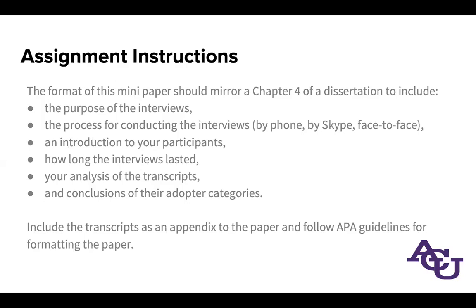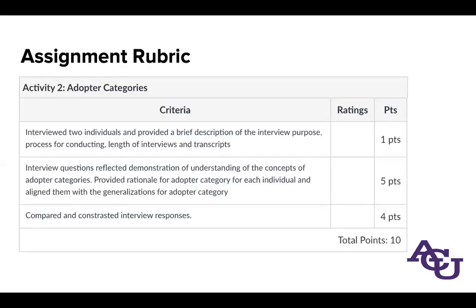There's an additional instruction saying you should, for this assignment, include the transcripts as an appendix and follow APA guidelines for formatting the paper. Okay, we have a nice, clear list to follow. And let's just take a look at the rubric here and see what the grading is going to be on. And we see, okay, of the 10 points here, 10%, one of those points, goes from doing the interview, describing the interview's purpose, process, length of interviews, and transcripts. So that's the basic detail.